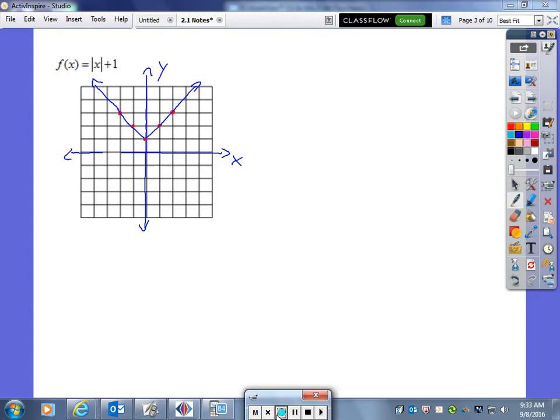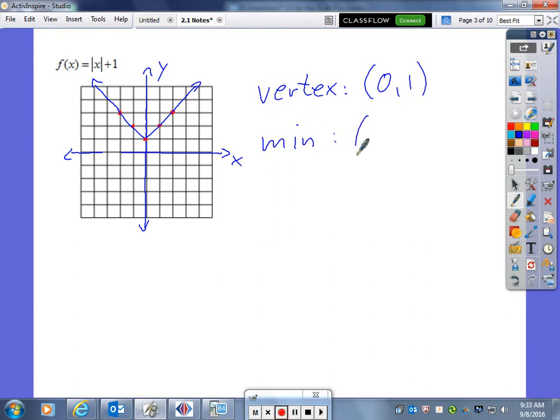And we can now go ahead again and find the vertex. The vertex actually moved up 1 and is now at (0, 1). The minimum is that same point, (0, 1). And if we want to talk about intercepts, we see that now this curve no longer has an x-intercept. It does, however, have a y-intercept, and the y-intercept is also at that same point, (0, 1).